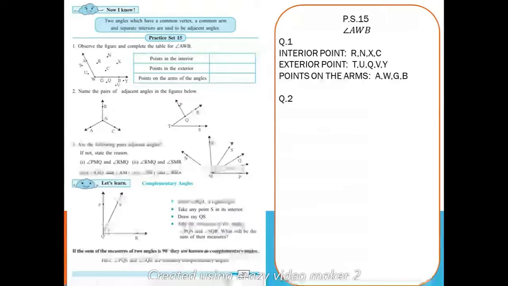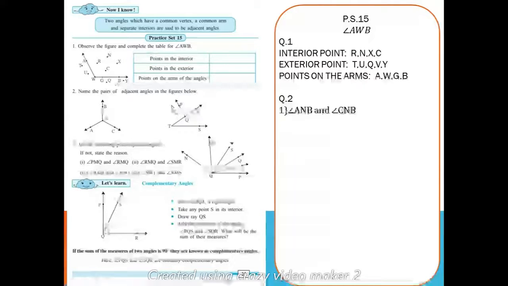Name the pairs of adjacent angles in the figure below. Now here it is an angle. Which are the angles that are adjacent? This first figure: angles A and B and C and B. Why is it adjacent? Because it fulfills the three circumstances to form an adjacent angle. It has a common vertex, that is point N, a common ray NB, and a separate interior point. So this will form an adjacent angle.